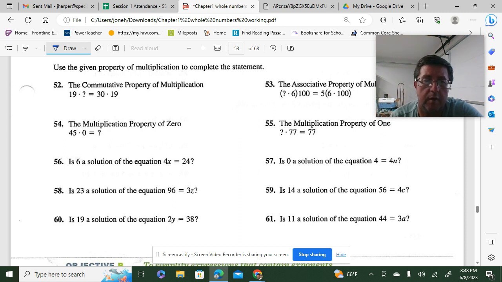Okay, number 52, the commutative property of multiplication. So if 19 times question mark equals 30 times 19, 30 must equal the question mark because we're using the commutative property.